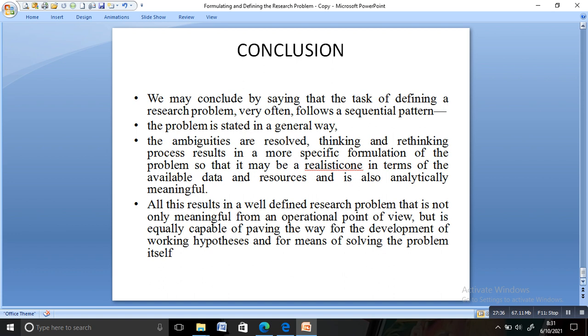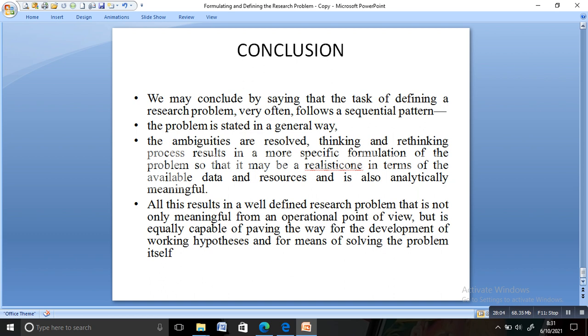for solving the problem. I hope you're clear what a research problem is, what the components of a research problem are, how to select the problem, what the necessity of defining the problem is, what techniques are involved in defining the problem, points to be considered while defining the problem, then how to formulate the research problem and the steps involved. I hope you're clear.